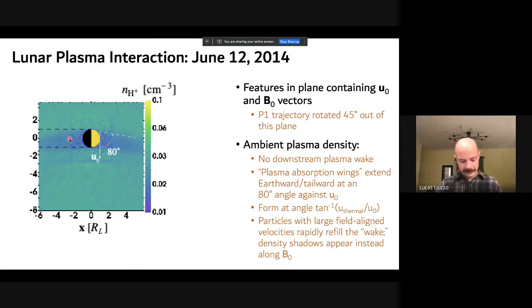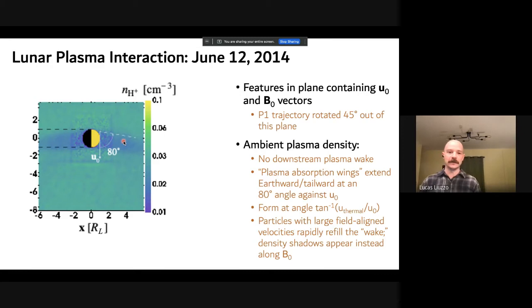And this is associated with the fact that the thermal velocity of the ambient plasma, the particles in that magnetotail plasma population, is so high that as they're bouncing along or traveling along those magnetic field lines, they approach the moon from one side and form a shadow. The moon cuts out half of that ambient distribution, and that causes this particle shadow, or these plasma absorption wings, to form on either side of the moon.